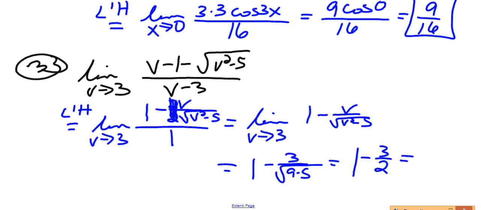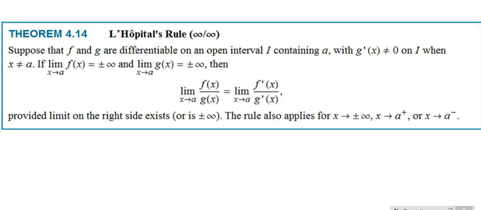And then from here, I see 1 minus 1½ is really a negative 1/2. And that is my answer there. L'Hopital's rule applies when it's infinity over infinity as its indeterminate form. It's saying the same principles. We go ahead and do the same thing.